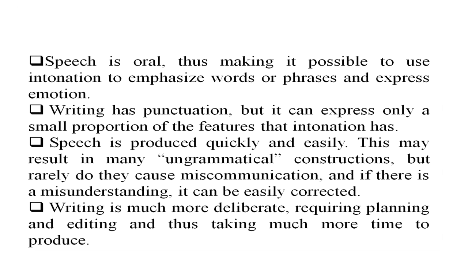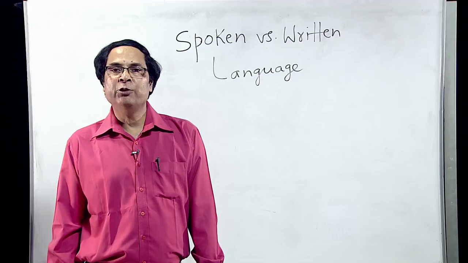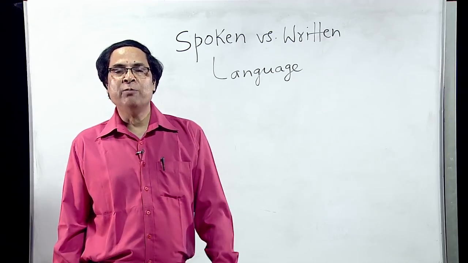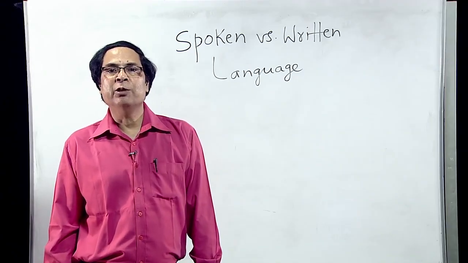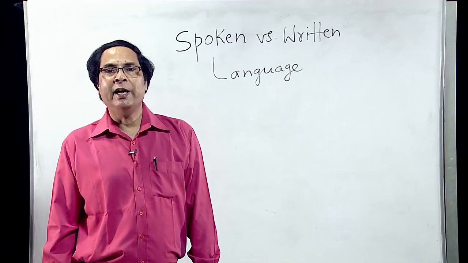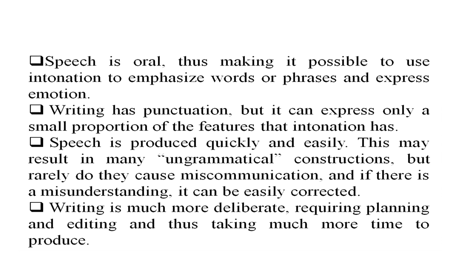Speech is produced quickly and easily. This may result in many ungrammatical constructions, but rarely do they cause miscommunication. Why? Because if there is a misunderstanding, it can be easily corrected. But once you have written something, then it is very difficult, almost impossible, to correct it once miscommunication or misunderstanding happens, because the writer and the reader are not located in the same place. Writing is much more deliberate, requiring planning and editing, and thus taking much more time to produce.